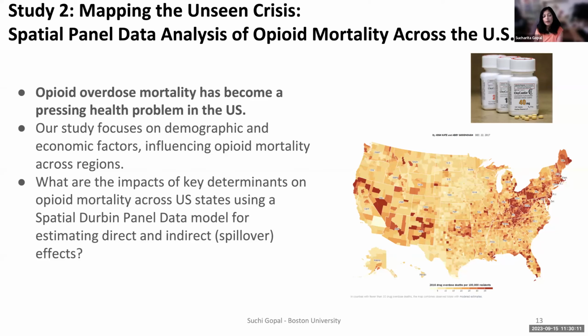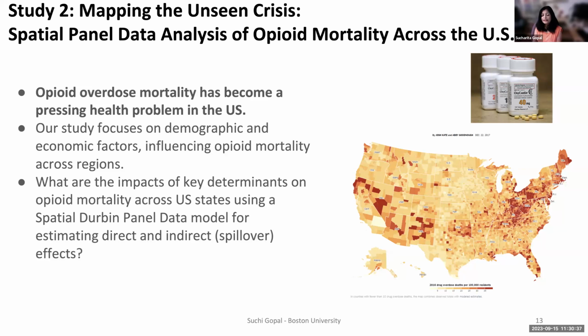And we are looking at demographic factors and economic factors that influence the mortality in different regions. And I want to use what's called a spatial Durbin panel data model. And I want to look at what are called direct effects, which are the factors that are predicting mortality within a state, and indirect effects, which are the spillover effects.